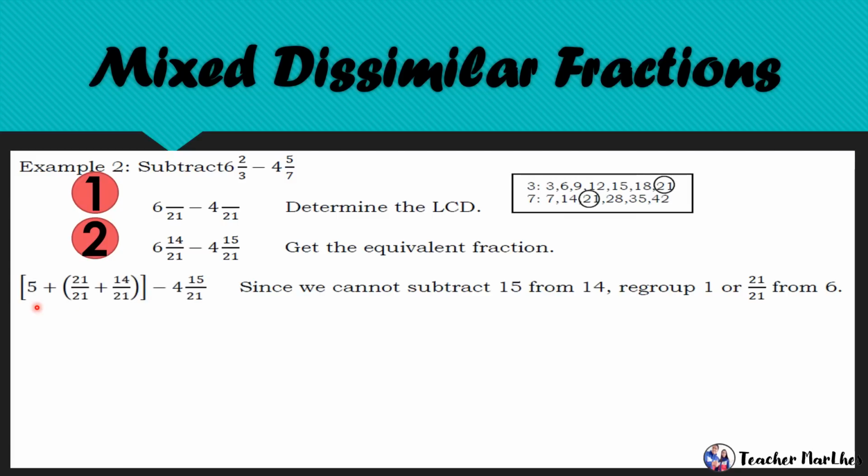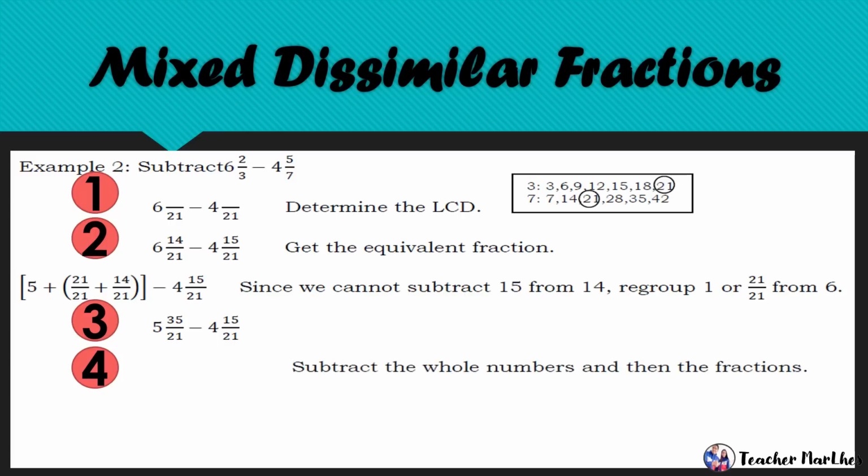Okay, so nag-borrow tayo ng isa sa 6 kaya naging 5 na lang. So ito yung binorrow natin, 21 over 21. Idadagdag siya sa 14 over 21. So we have 5 and 35 over 21. So yung 6 and 14 over 21, naging na siyang 5 and 35 over 21. Okay, then subtract the whole numbers and then the fractions. So 5 minus 4, then 35 minus 15. So the answer is 1 and 20 over 21.